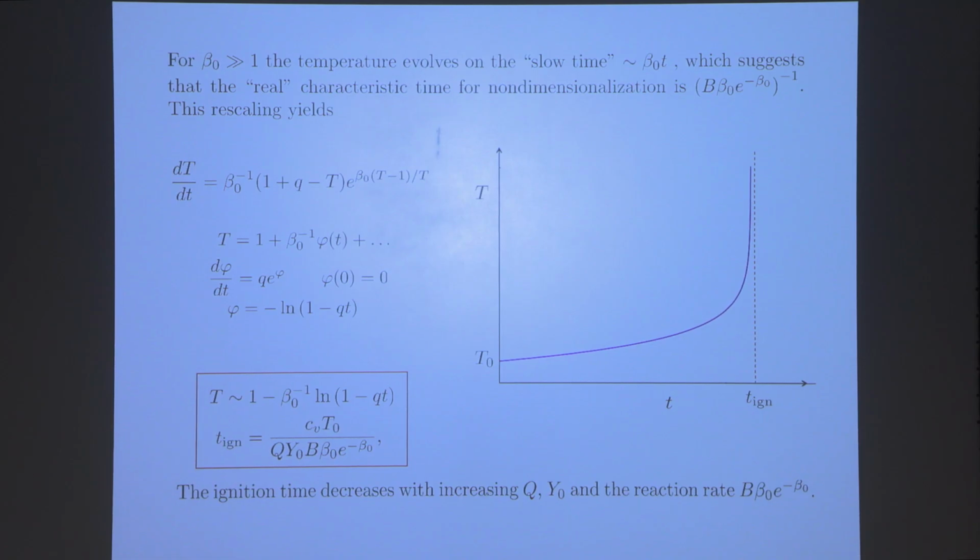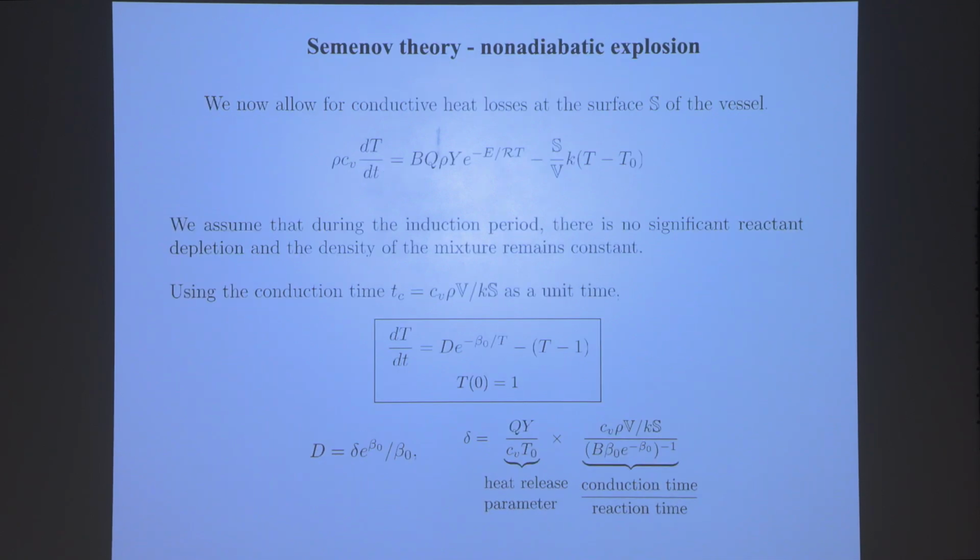So the question is, if you have a vessel of a certain size and you know the mixture, when would it explode? When would the ignition occur? That gives you at least a first order idea. And you can then incorporate the heat losses to the system and extend that discussion. Now the crucial parameter is going to be a product of the heat release parameter and the heat loss parameter, which is conductive time divided by reaction time.